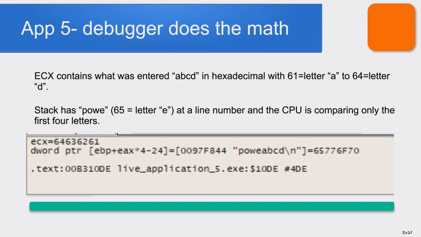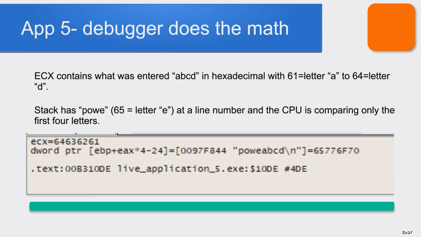And the ECX, again, it's a variable. Remember that. It's just a variable. And it contains what was entered: ABCD in hexadecimal. Now, 61 is equal to the letter A and 64 is equal to the letter D. However, if you go down into the little gray area in this box, you'll see ECX equals 64, 63, 62, 61. Which is, oh, that's backwards compared to what you're showing. Yes, it is. This is just a reference point for you. I'll tell you, this is big endian with an E versus little endian with an E.